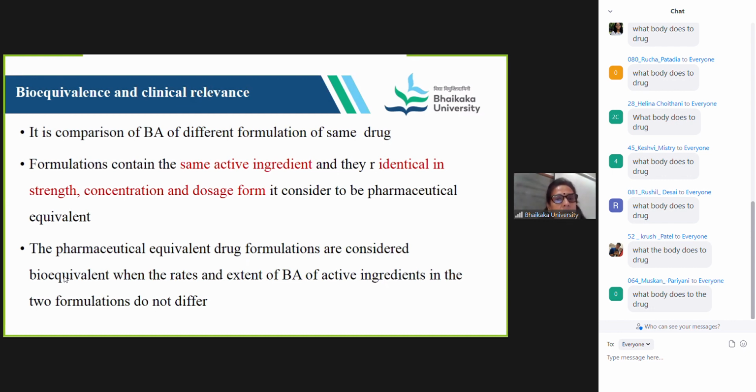So same size, same dosage form. If it is capsule, then capsule. If it is tablet, then tablet. If the ingredient is drug A, then it should be drug A. If it is 500 milligram, then the other brand should also be 500 milligram, like that. So the main important thing is that formulations will be considered bioequivalent when they have the same active ingredient, same strength, same plasma concentration and same dosage form. Okay. So that is called bioequivalence.